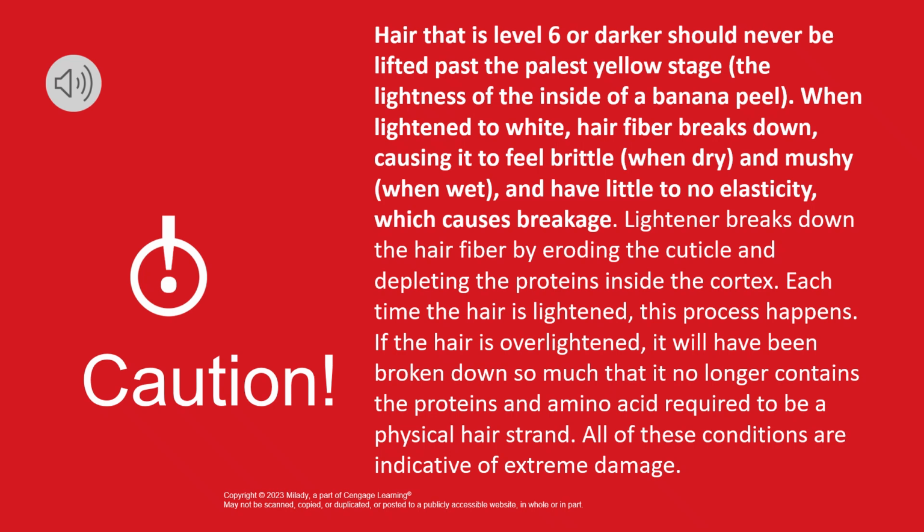Lightener breaks down the hair fiber by eroding the cuticle and depleting the proteins inside the cortex. Each time the hair is lightened, this process happens. If the hair is overlightened, it will have been broken down so much that it no longer contains the protein and amino acid required to be a physical hair strand. All of these conditions are indicative of extreme damage.